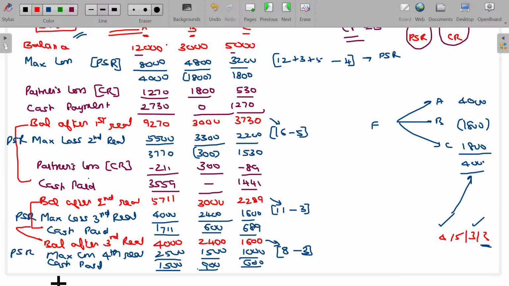Now, what is the final value? Deficiency. How do you get the deficiency? From the balance, you subtract the cash paid. Hereafter, we don't have any other realization amount, so this final value will not be recoverable. So this is called deficiency. Clear?